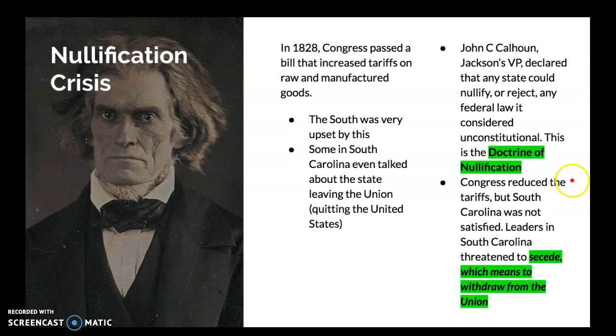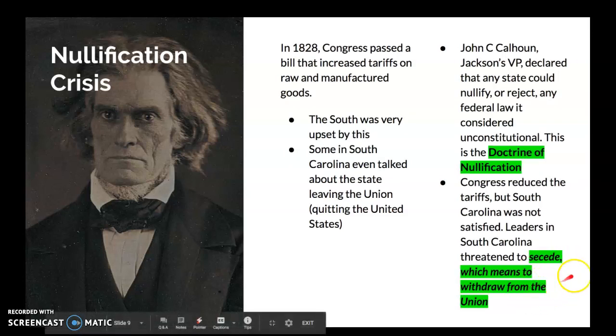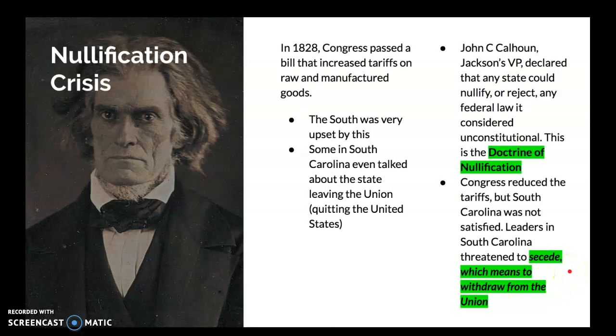Well, Congress reduced the tariffs, but South Carolina was still not satisfied. A bunch of leaders in South Carolina even threatened to secede. That's another word we're going to be talking about a lot in the coming weeks. That means to withdraw from the Union or leave the United States.